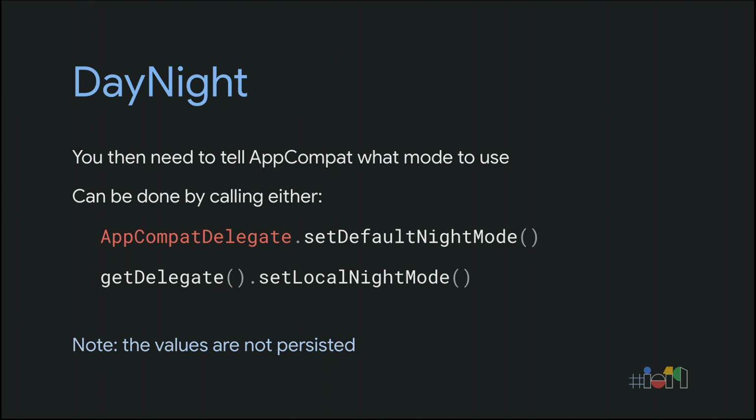The next thing you need to do is tell AppCompat what mode to use. Now, we have 2 APIs for that. The first is setDefaultNightMode, which is used when you want to set a mode across your entire app, so all of your activities. If you need a local override in a specific activity, we have setLocalNightMode. Now, one thing to note is that the values you set on these APIs are not persisted, so therefore you need to use the method whenever your app process is brought up. Usually you'll do this in your application object.